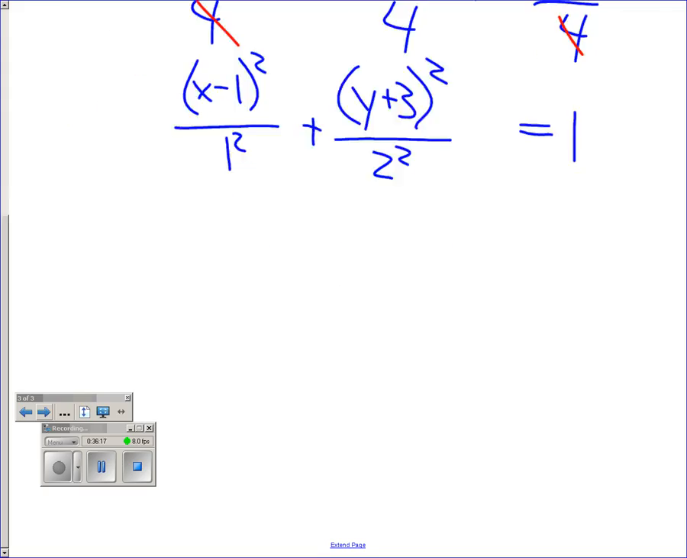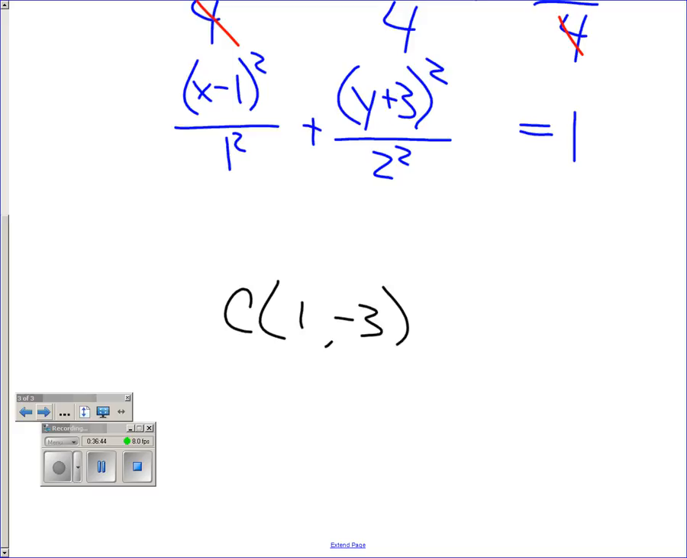Not yet. The question was, are we done yet? We're just now to where problems 17, 19, and 21 were. We got the standard form. We've got to go through and find all the points. So here we go. What is the center of this ellipse? What's the center? 1 and negative 3.